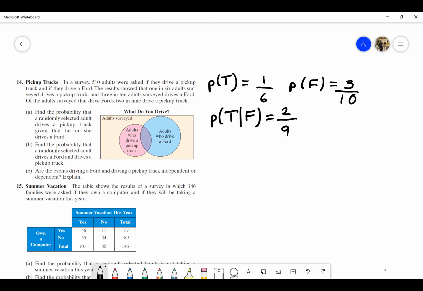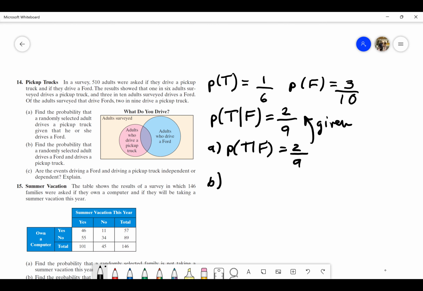All right. So look at A. It says here, find the probability a randomly selected adult drives a pickup truck given that he or she drives a Ford. So A says probability of truck given Ford. Well, guess what? That's 2/9 because it was given in the question. So you don't have to compute anything there because it already was given to you. But you had to be able to decipher that from the question itself. So let's take a look at B.